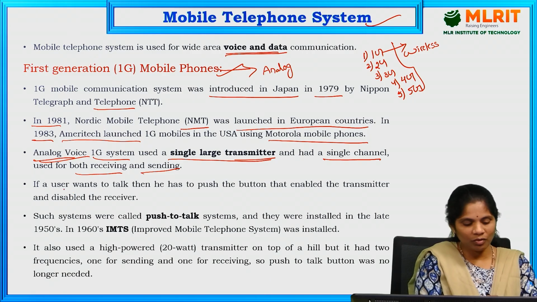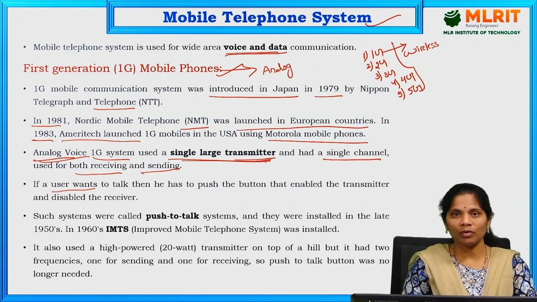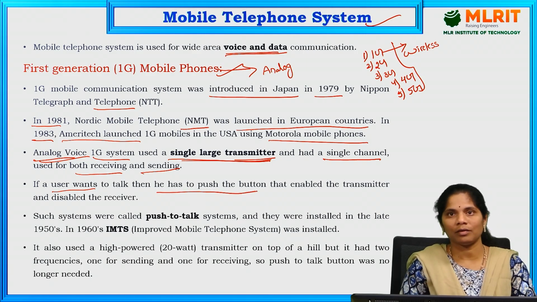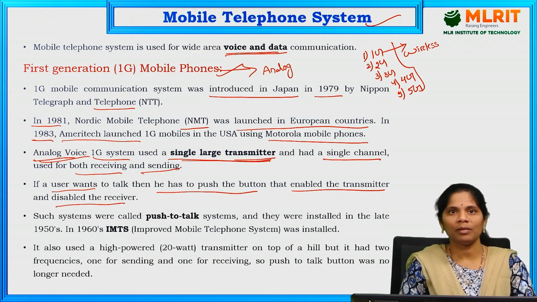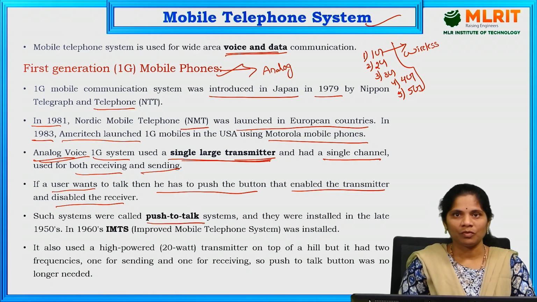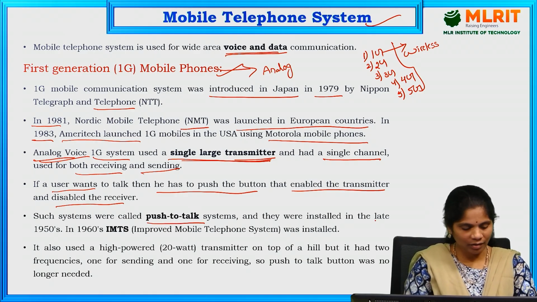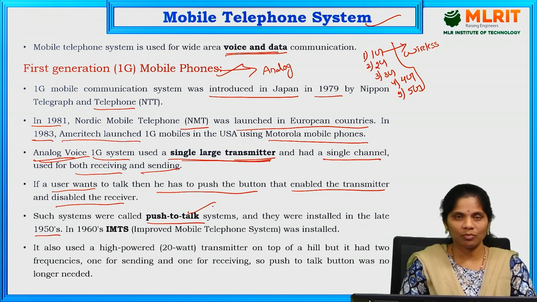So if the user wants to talk using this single large transmitter, how does the user talk? First he has to push the button. Then it enables the transmitter and disables the receiver. That system is nothing but the push-to-talk system, which was installed late in the 1950s. Till the 1950s, we used these push-to-talk systems only.